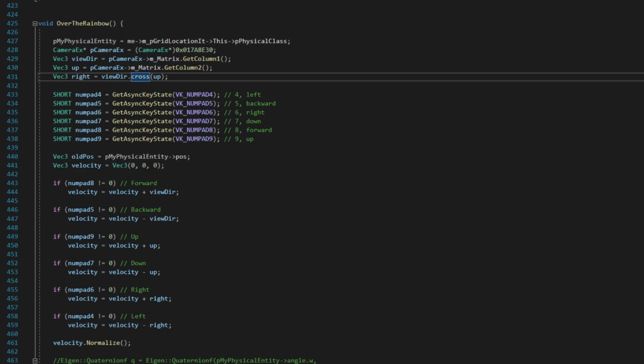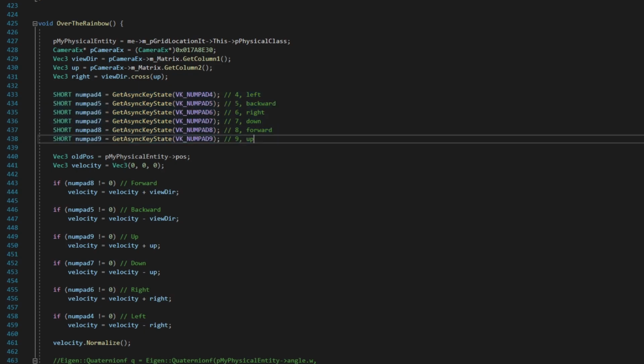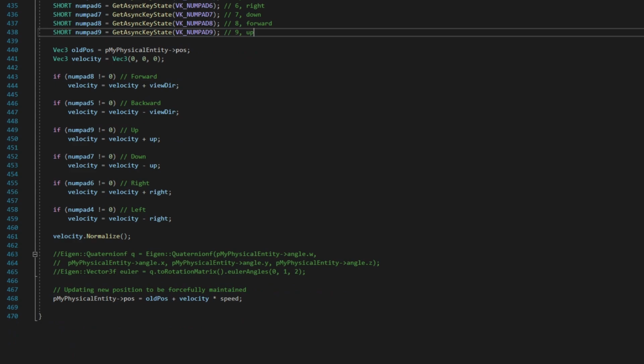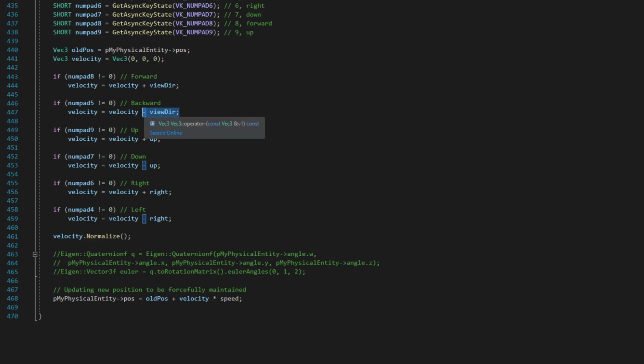Now to grabbing the user input. A bunch of numpad keys, 4 means left, 8 means forward and so on. I should mention I took inspiration for this part from the UC thread mentioned earlier. In the next part, we put the velocity together. When we press numpad 8, we want to move forward. Forward is the view direction, so we add that vector to the velocity. Back is exactly the opposite direction, so we subtract that vector. Similarly, we add or subtract the up or right vector for the other directions depending on the pressed key.